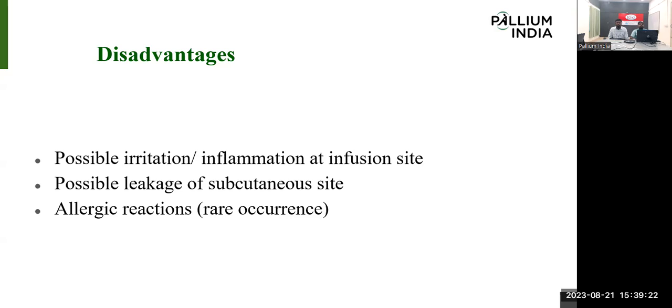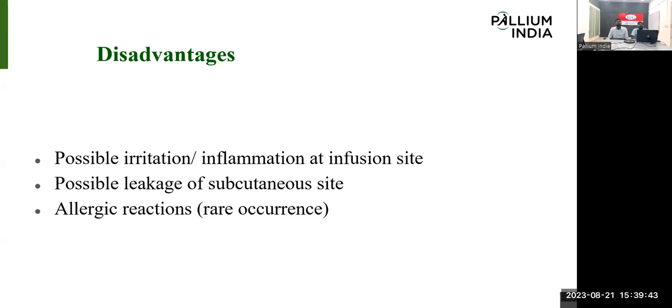Then there is the possibility of leakage. Maybe in some patients, the subcutaneous space will have poor fluid absorption, which means leakage of fluid or medicine at the subcutaneous site may happen. Then, in some patients, very rarely, it will cause an allergic reaction.